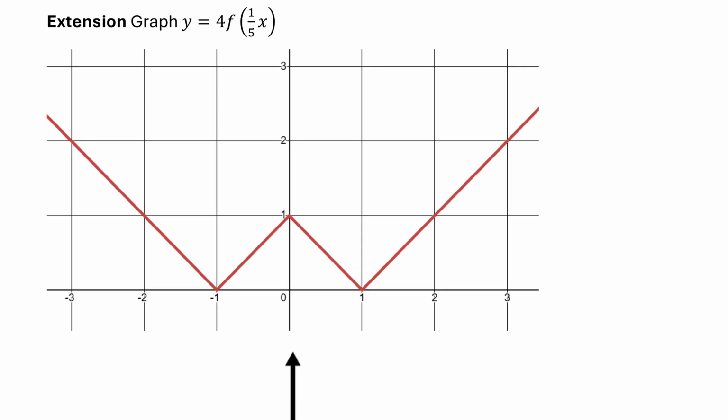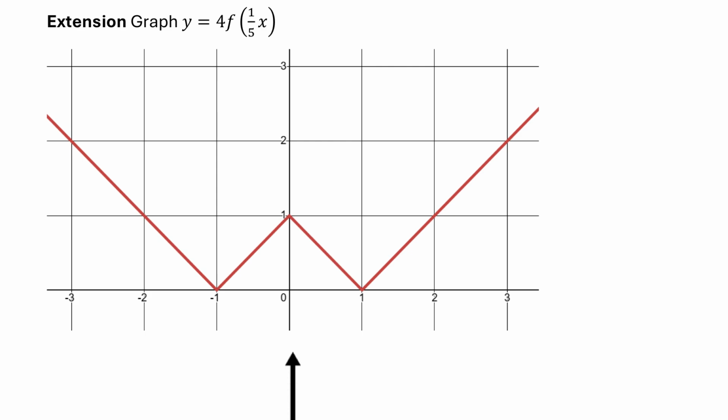All right, so let's give this a try. I want you to pause the video and graph y equals 4f of 1/5 x. So here's the initial graph, and we have both transformations. We have the vertical and we have the horizontal. The 4 means we're going to multiply the y values by 4. The 1/5 means we're going to multiply the x values by the reciprocal of 1/5, which I think means multiply by 5. But I don't want to give too much away. Pause the video and see what you come up with.